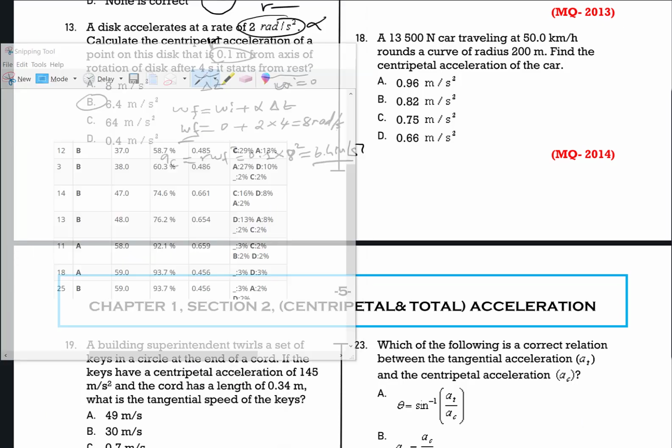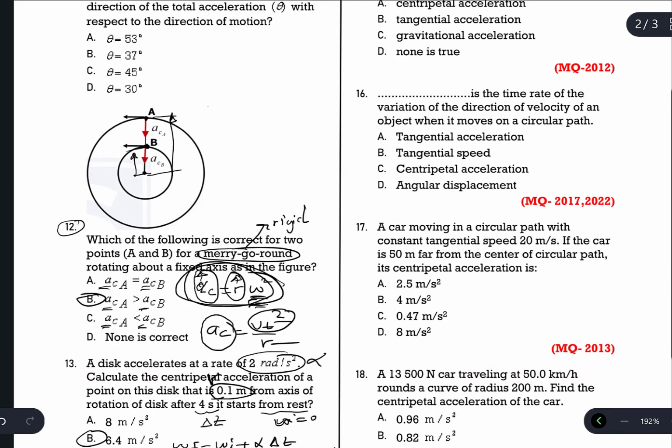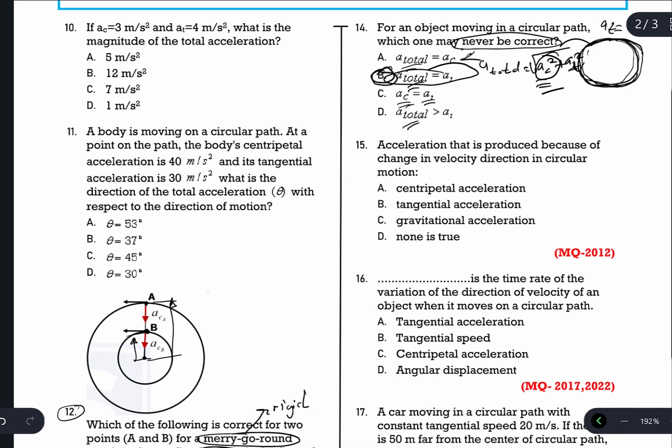Next question is question number 11. A body is moving on a circular path. At a point on the path, the body's centripetal acceleration, this is AC, is 40 meters per second squared, and its tangential acceleration is 30 meters per second squared, this is AT. What is the direction of the total acceleration, theta, with respect to the direction of motion?